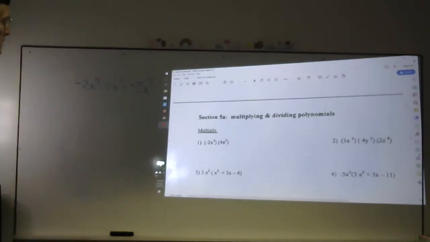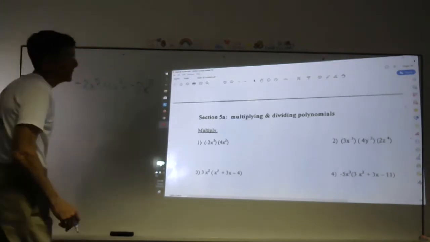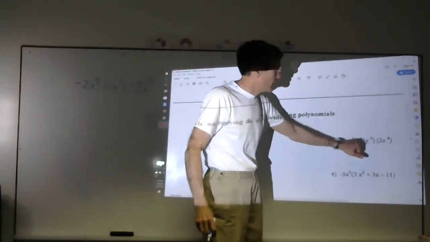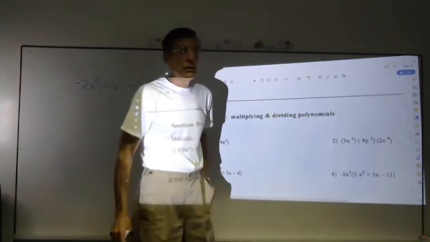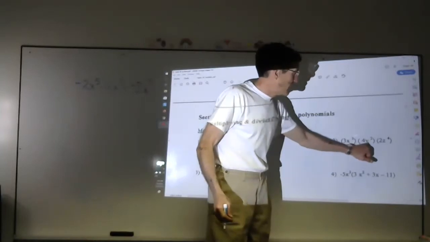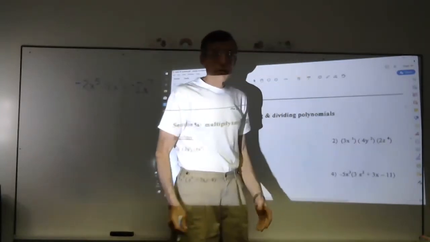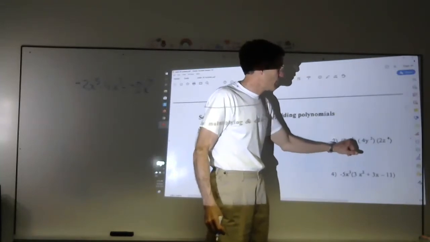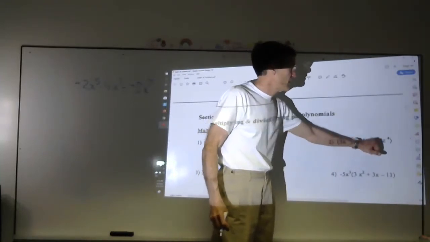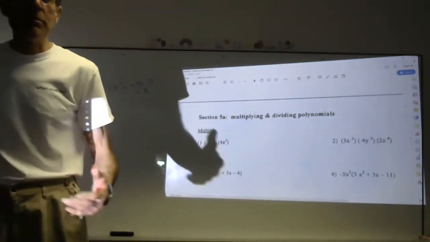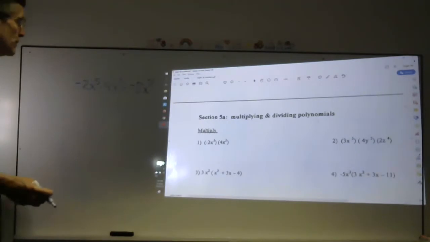Okay? Number 2 over there, because it's so easy, let's just talk our way through it. 3 times 4 times 2 is 24. And look, all of these bases are different. So all you can do is write 24, x to the third, y to the second, z to the fourth. You cannot combine those because the bases are different.